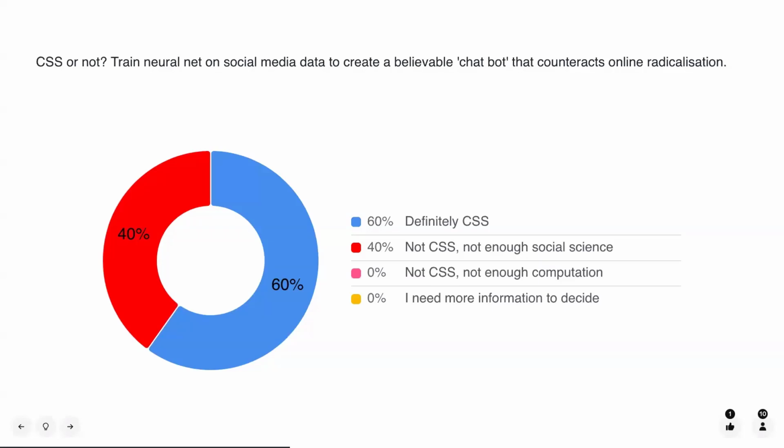and behaviors. So we're going to be aiming to counteract online radicalization. So we're aiming to change behavior. And to do that as well, we're going to use a computational method to help us explore this. So we've got a neural network which has been trained on social media data.